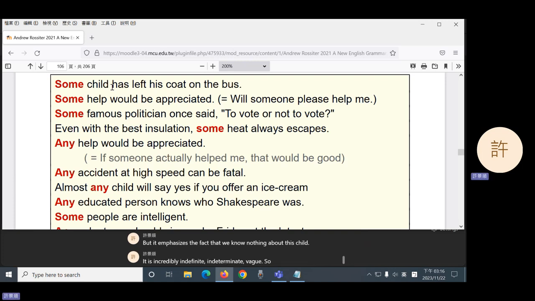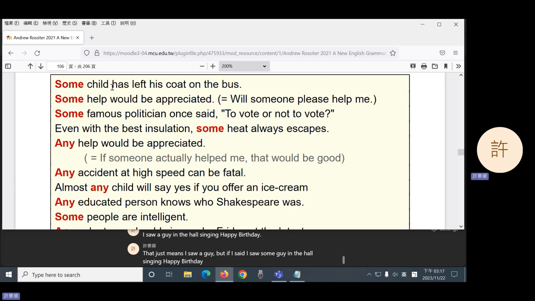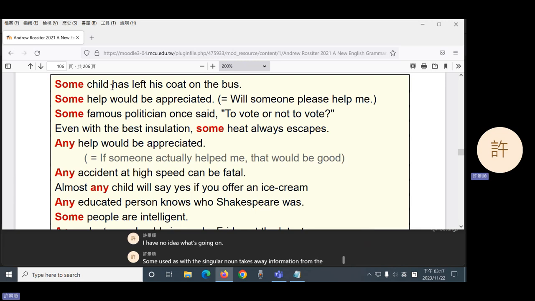So if I say, I saw a guy in the hall singing happy birthday, that just means I saw a guy. But if I said, I saw some guy in the hall singing happy birthday, that means I don't know anything about this person. I think it's kind of strange. I have no idea what's going on. Some, used with the singular noun, takes away information from the context. If I say a guy, you might expect me to keep talking about the guy. But if I say some guy, I'm just telling you, oh, that's strange. And that's it. I'm taking information away from the context.